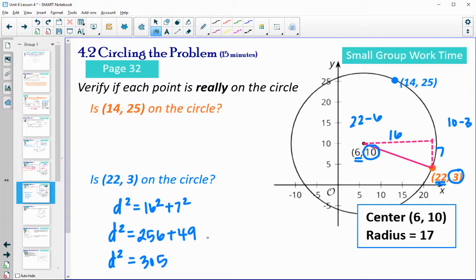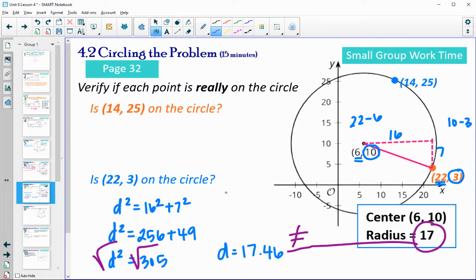Then you can square root that to get d equals 17.46, which is not equal to 17. So that does not equal the radius. So this one is not on the circle. That one is close to being on the circle, but not quite. It's a little bit too far away, 17.5 units instead of 17.